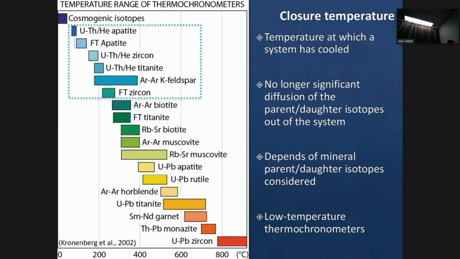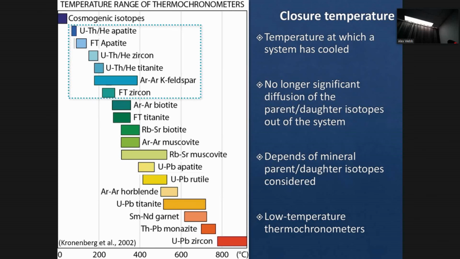And the system is your crystal. On this figure, you can see that we have a lot of different minerals we can use, and they have different closure temperatures according to the mineral you use and the parent-daughter isotopes you are using. So it's very useful if you want to understand cooling history from crystallization age to mid-temperature to low temperature.